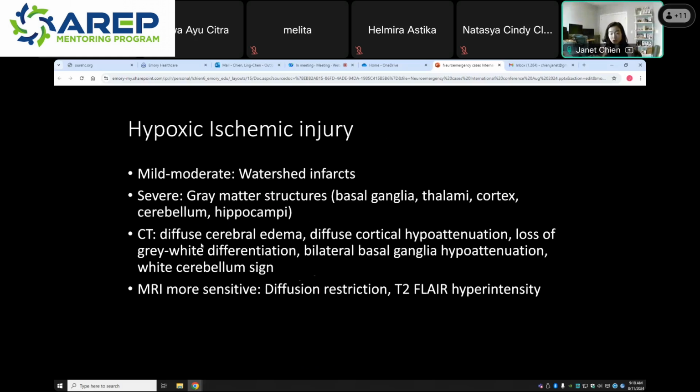On CT, you're looking for diffuse cerebral edema, diffuse cortical hypoattenuation, loss of gray-white differentiation, bilateral basal ganglia hypoattenuation, and that white cerebellum sign. The reason the cerebellum appears hyperdense or white is because you've got diffuse cerebral cortex hypoattenuation from the hypoxic ischemic injury. MRI is more sensitive, where you would look for diffusion restriction and T2 FLAIR hyperintensity.